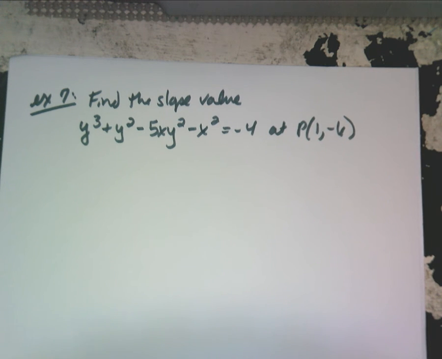Find the slope value of y cubed plus y squared minus 5xy squared minus x squared equals -4 at the point 1, -6. Precious lambs, are you ready? You will look back at this and be like, I'm in beast mode derivative right now. I'm so good at this, okay?